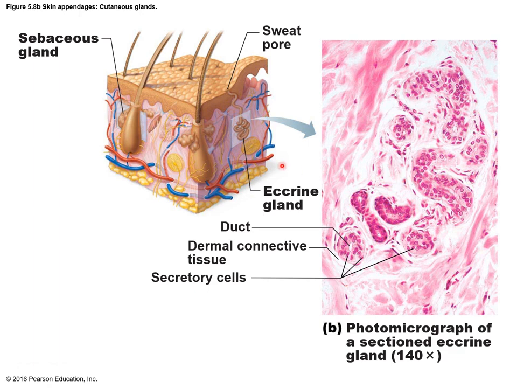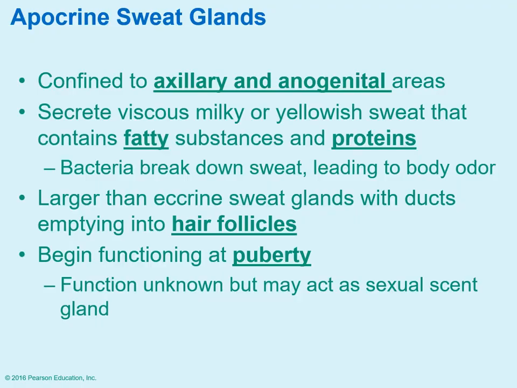So the eccrine glands, like I was saying, those are the ones, as you can see, here's the gland right here, and you can barely see in this picture, but here is the ductwork that is opening up to the pore. There's another pore and another one there. Apocrine sweat glands, these are confined to the axillary and anogenital areas. They're going to secrete more of not just water, but more of a milky or yellowish type sweat that now is going to contain some proteins and some fatty substances in them.